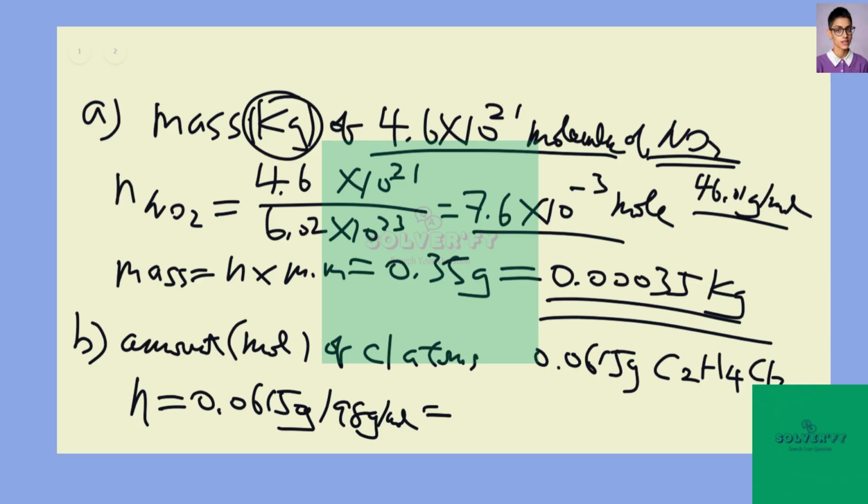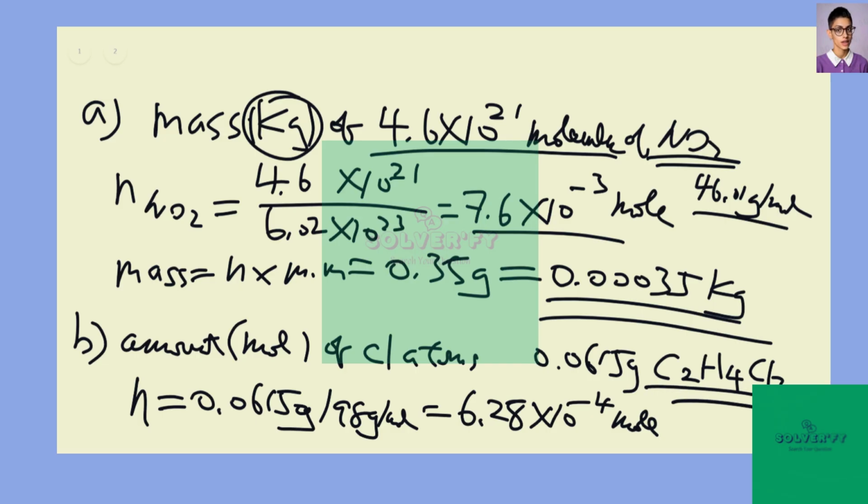So what would be the number of moles? We just need to input it in a calculator. So we have 6.28 times 10 to the negative 4 moles of this molecule.